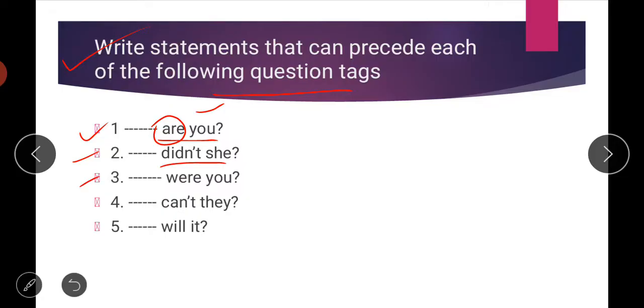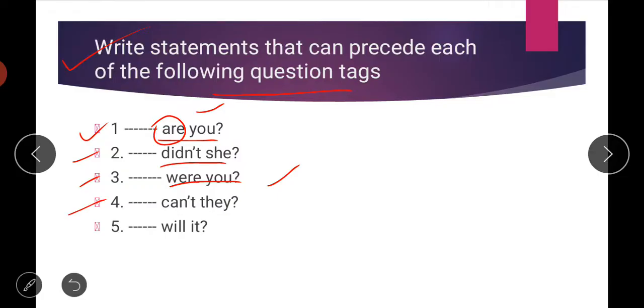Then third is dash were you. So if you look at this tag, this is a positive tag, were you, there is no not word given in this tag, so it means we have to form a negative statement for this one. And what is already given, it means we have to use the helping verb were, and the word you should be the starting of the statement. So you can simply write you were not the part of the team. So like this you can form the statement, and this is a negative statement, we have used the word not, so that is why your tag is positive. So you were not the part of the team, were you, so like this you can form this tag.